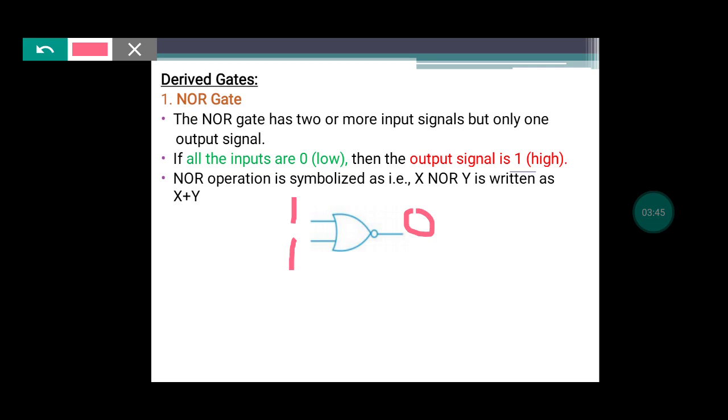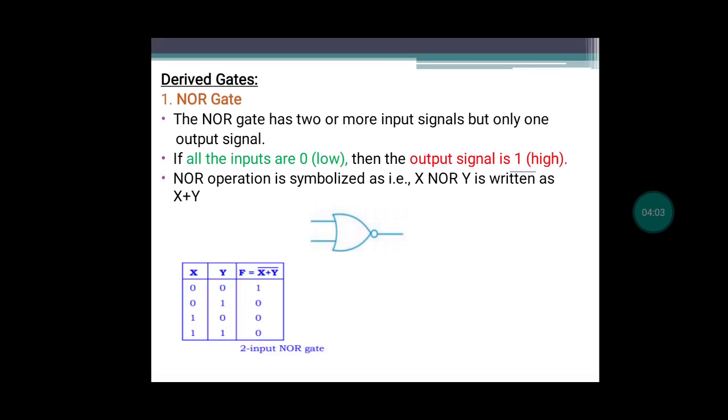Yes, means how is the behavior of this? The output will be high if and only if both input signals are low. If any one of the input signals is high, then the output will be 0. This is exactly opposite of OR gate. Then how is the truth table of this? Okay, we will see next.